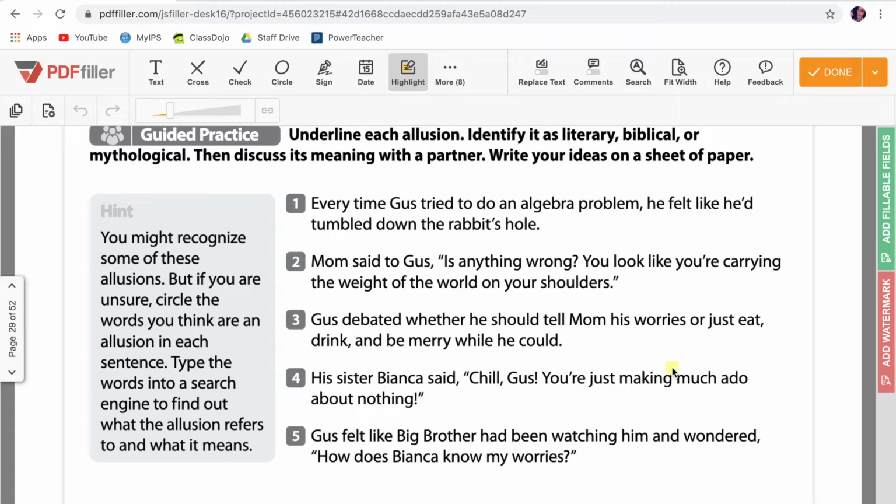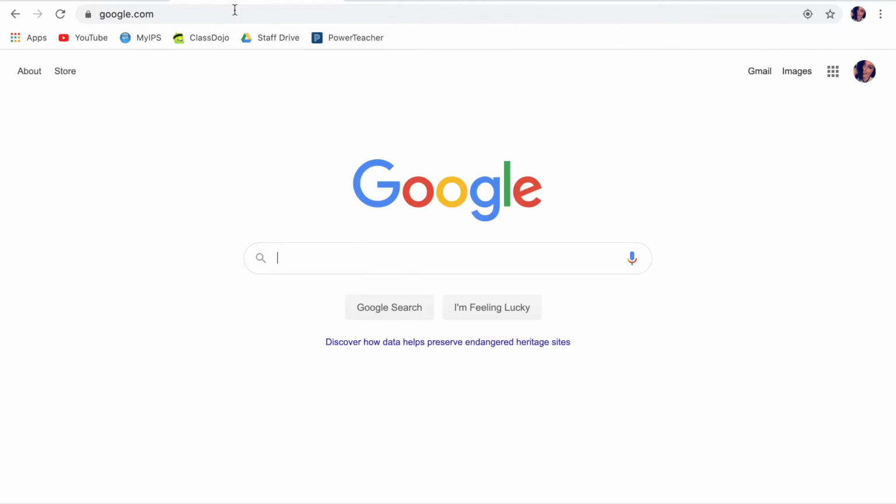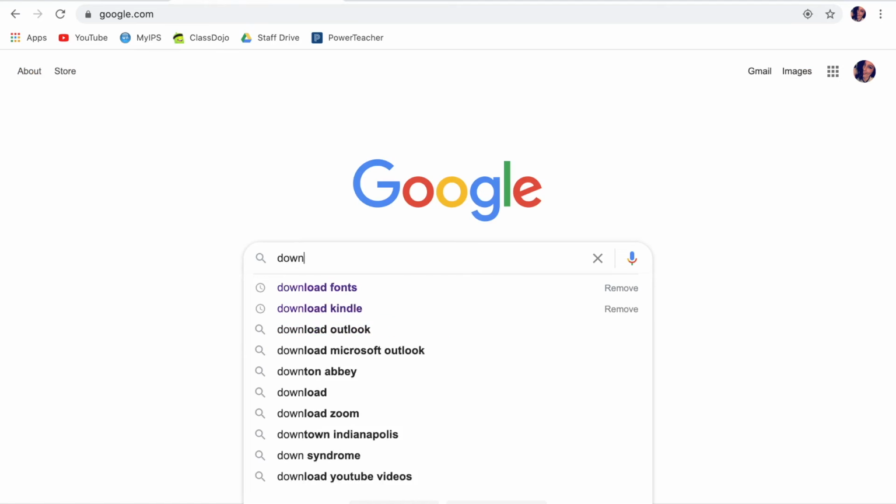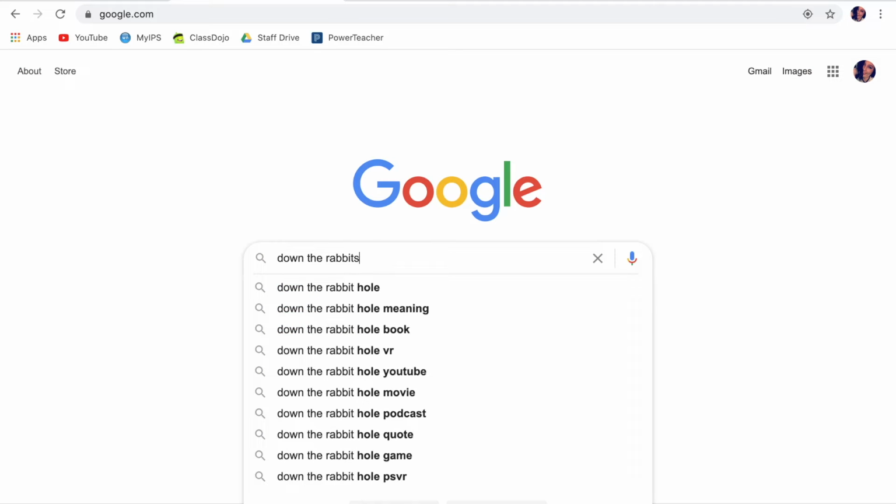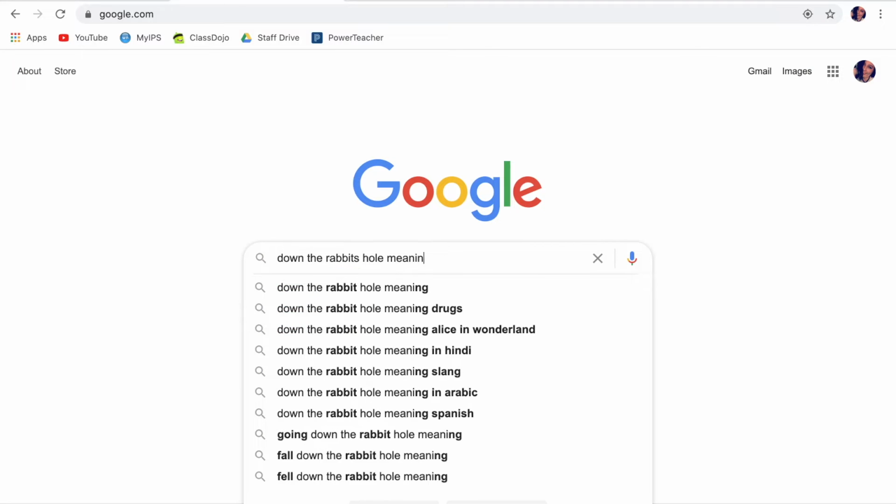So it says, every time Gus tried to do an algebra problem, he felt like he tumbled down the rabbit's hole. So here, just to go ahead and do the first one, down the rabbit's hole is going to be our allusion here. So what type of allusion is it? Well, if you don't know, you can go ahead and Google it. So down the rabbit's hole meaning.